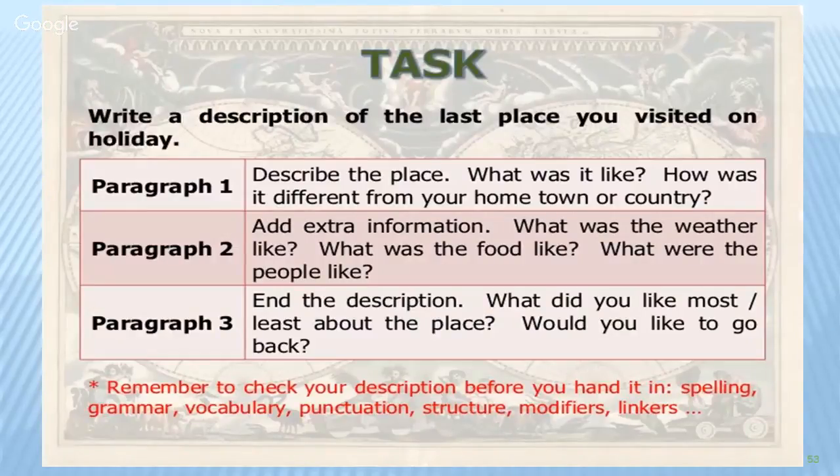So this is a task for you. Maybe you can jot it down and do this in your assignment book, or maybe just in your everyday class book. Paragraph 1: Describe the place. What was it like? How was it different from your hometown or country? The second paragraph: add extra information. What was the weather like? What was the food like? What were the people like? End the description. What did you like most or least about the place?